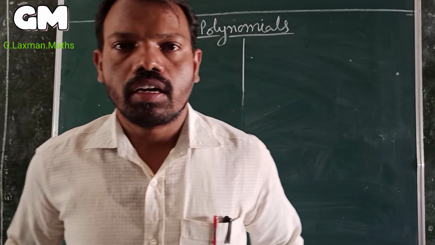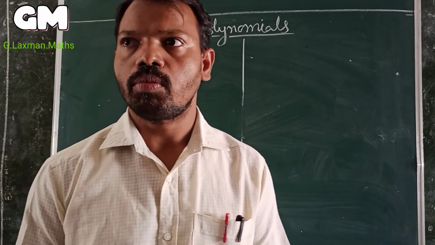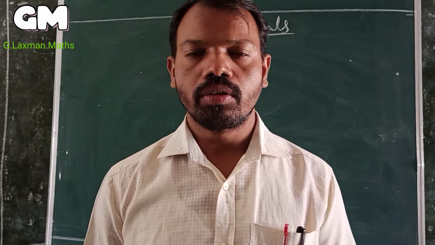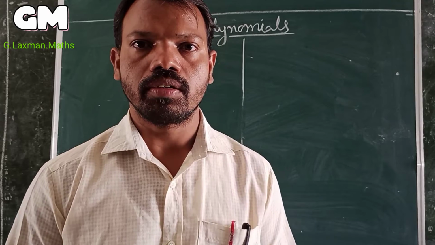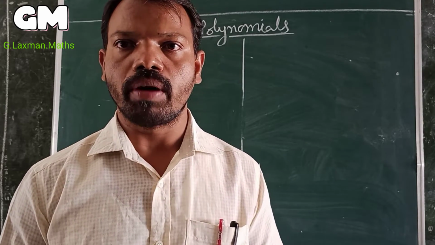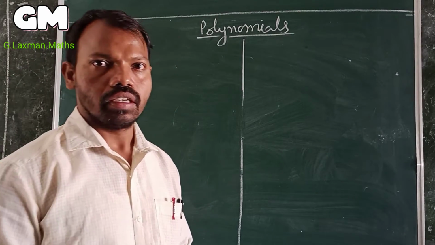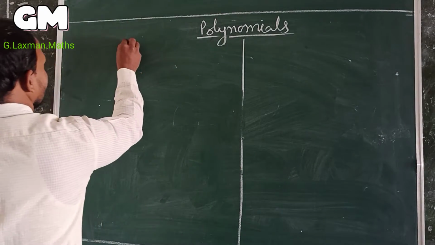Hello children, in the previous class we discussed the zeros of a polynomial by using a formula, and today we are going to discuss the zeros of a polynomial by using a graph. How can we find the zeros of a polynomial by using the graphical method?